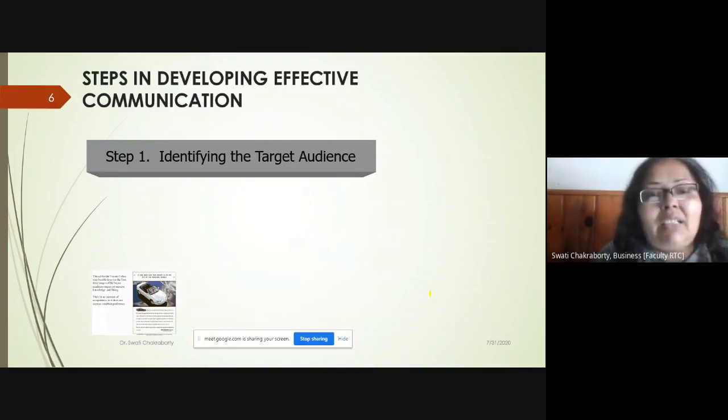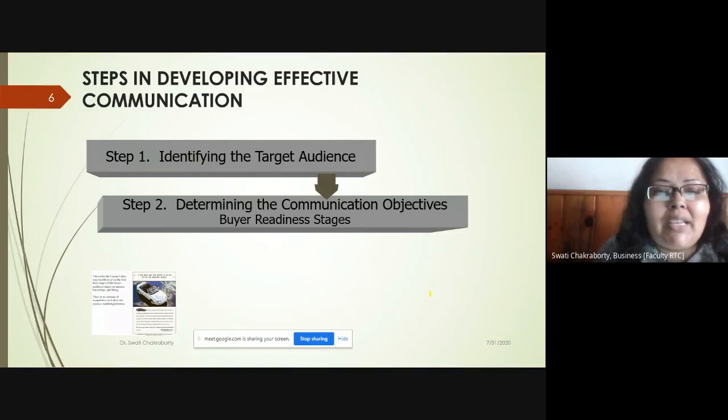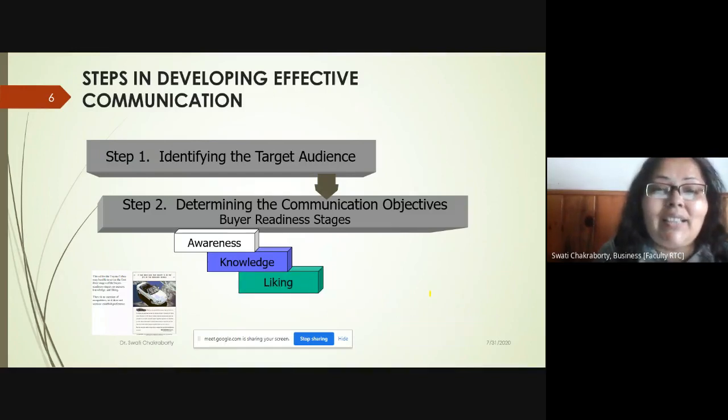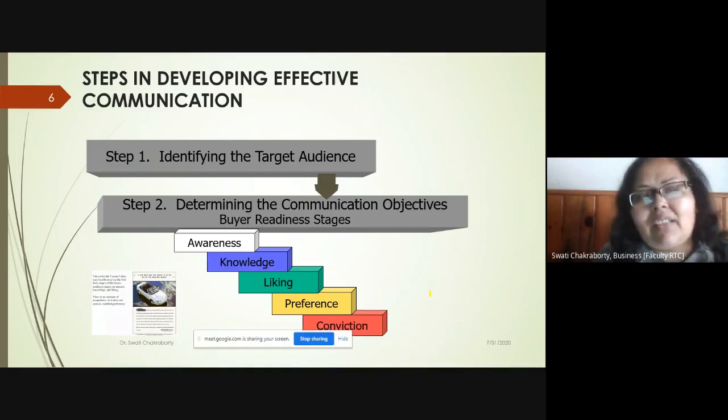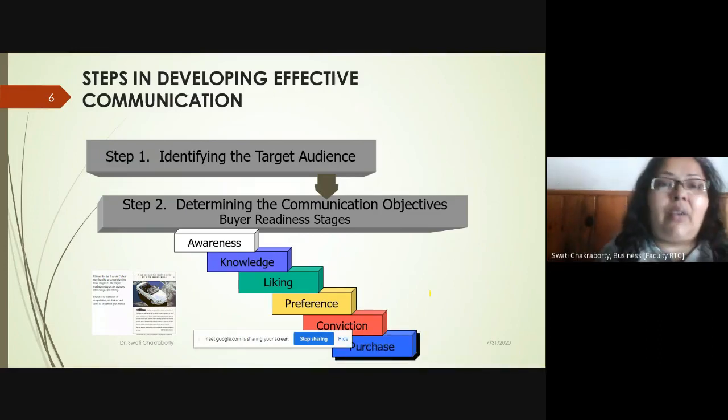So, starting with identifying the target audience, then determine the communication objectives. The objectives here are the buyer readiness stages, whether you have to get your buyers ready to actually buy and accept your product. Awareness comes up, right? Making them aware, providing them with the right knowledge. Then liking, where buyers like your products, and preference for your product over your competitors. Then conviction, the assurance that they will stick with your product. And ultimately, they are ready to purchase.